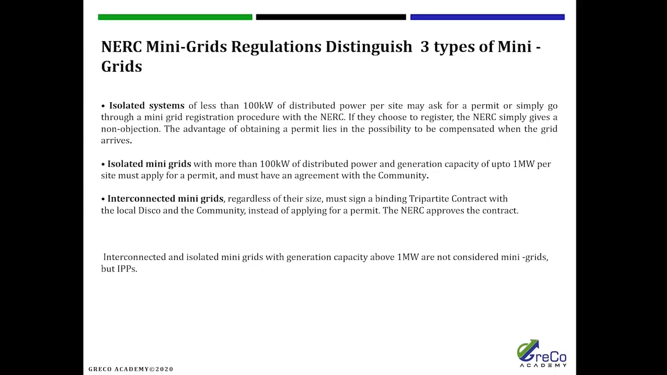When an interconnected or isolated mini-grid has a generating capacity that is beyond 1 megawatt, it is no more a mini-grid, but it is an independent power plant, abbreviated as IPP.